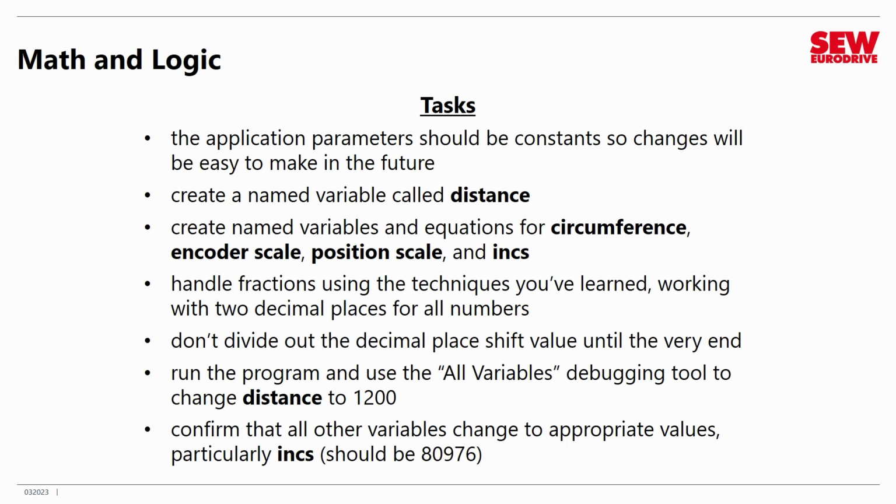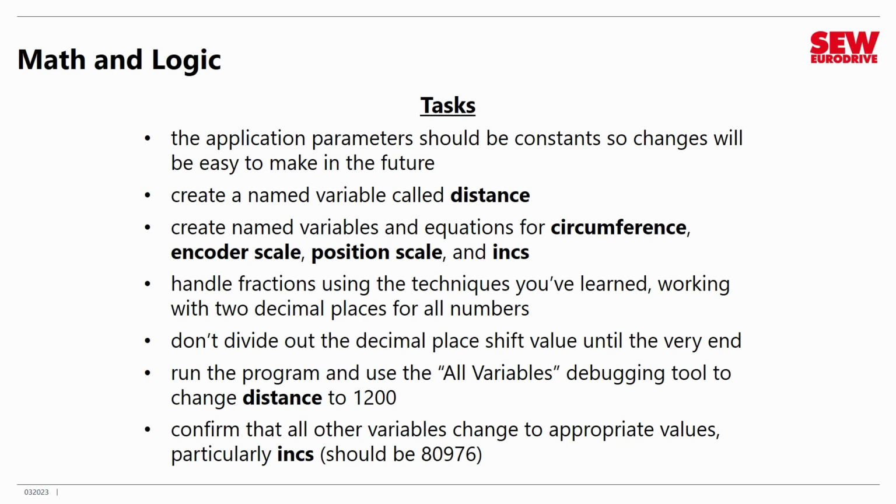Then I would like you to create a named variable called distance. In other words, use the long keyword. So IPOS will automatically assign an H variable. So create one called distance. Then create some additional named variables with matching equations, sort of like what we just looked at. Create one for circumference, the encoder scale, position scale, and increments.